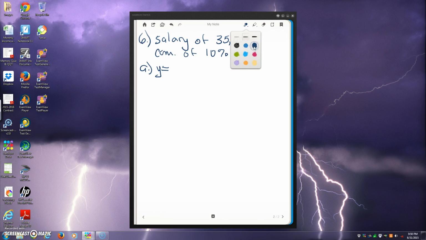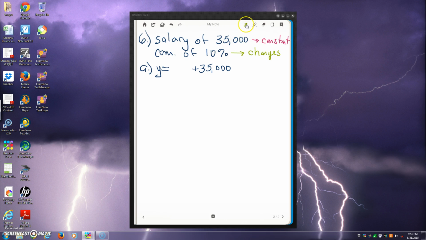One of these parts is not changing. The part that's not changing is the salary. This is constant. His salary is $35,000 no matter what. The part that's changing is his commission, and it's changing based on the amount of stuff he sells.